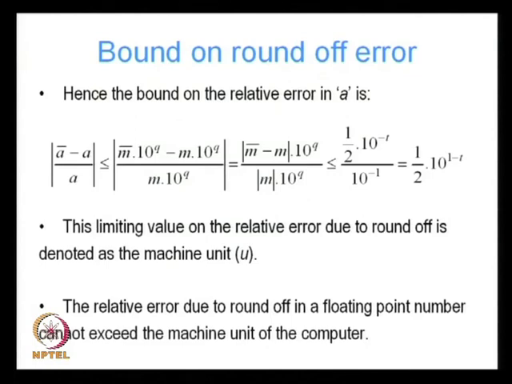That was the bound on the absolute error in the mantissa. If we look at the relative error in A, that is given by A bar minus A divided by A, which is by definition the relative error. So, this has got to be less than or equal to m bar times 10 to the power q minus m times 10 to the power q, divided by m times 10 to the power q.